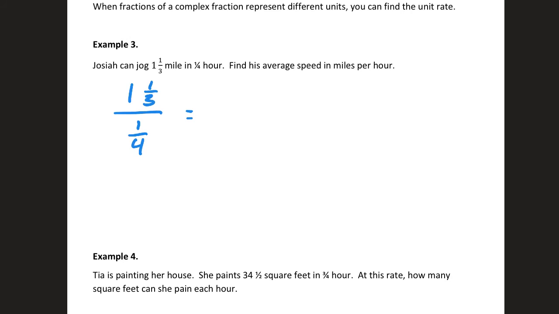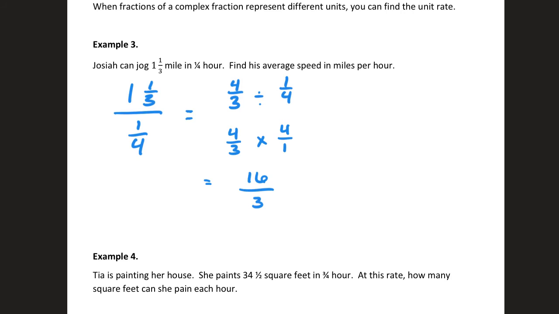So first thing we're going to do, of course, when we're dealing with mixed numbers and multiplication or division, first thing we need to do is convert them to improper fractions. So 1 1/3 as an improper fraction is 4/3 divided by 1/4, right? That's step 1. Step 2 would be multiply by the reciprocal, so it would be 4 over 1. And then we multiply. 4 times 4 is 16. 3 times 1 is 3.